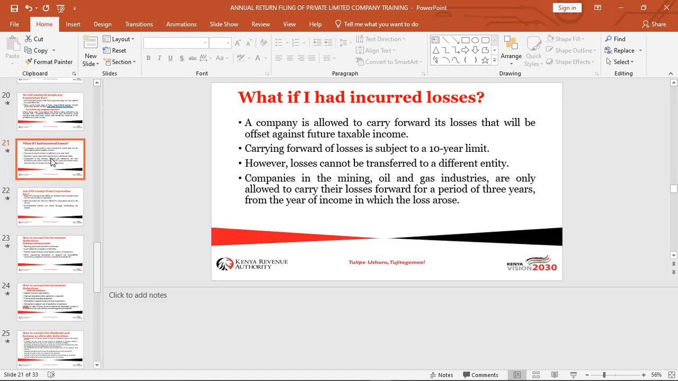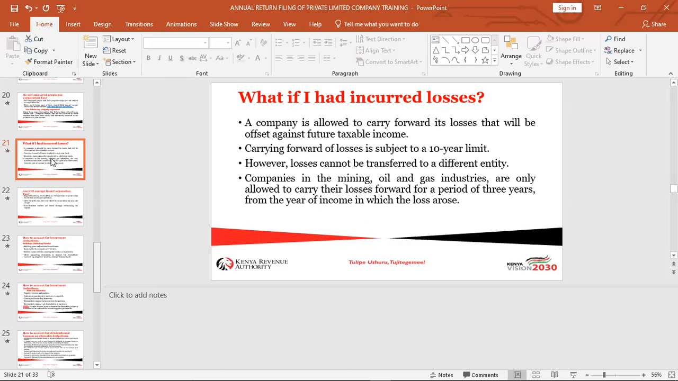So beyond 10 years, even if you make losses, you are also supposed to close the business. KRA is giving you a 10-year limit so that you can close your business if you are not making profit. However, losses cannot be transferred to a different entity.